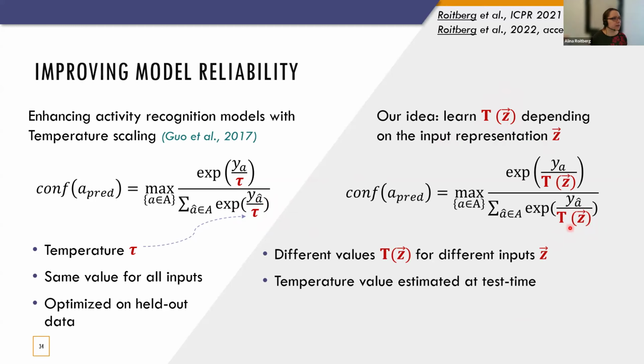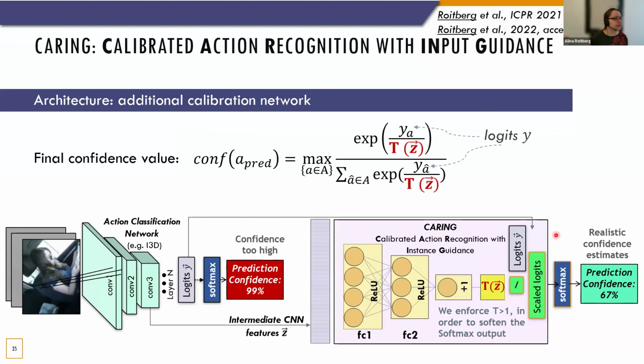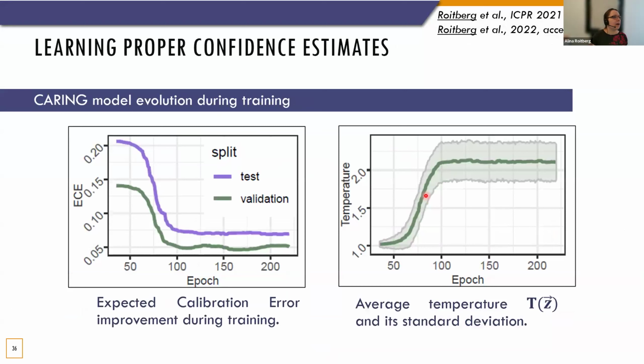And how do we learn it? Well, we learn it with a neural network. We simply have this additional neural network called calibrated action recognition with input guidance, and what it does is we have this dynamic tau of Z. Here we see that during training, this tau of Z has a certain standard deviation. So first it rises, but also it varies, which is important to say because it could also converge to a single value, which would basically mean the normal temperature scaling.